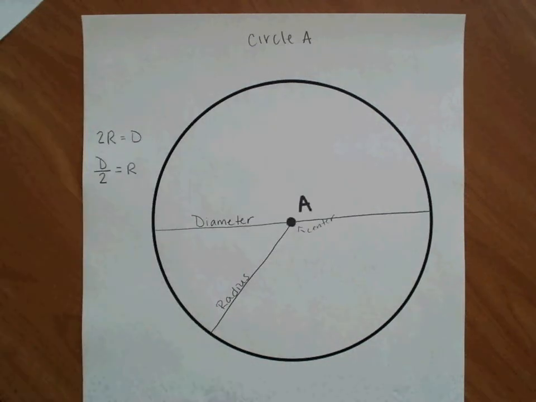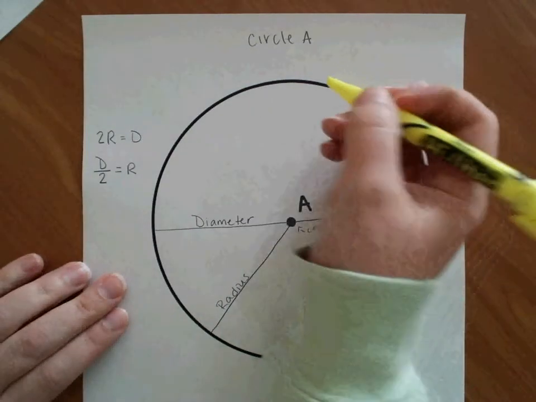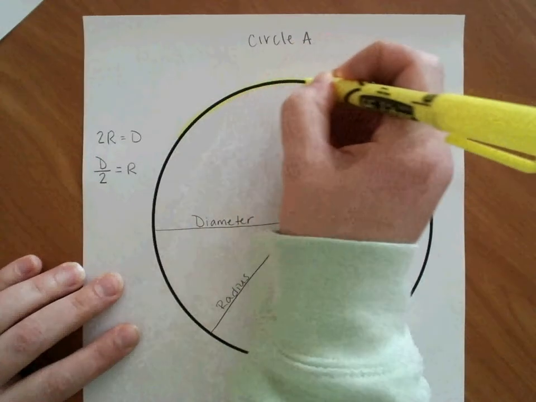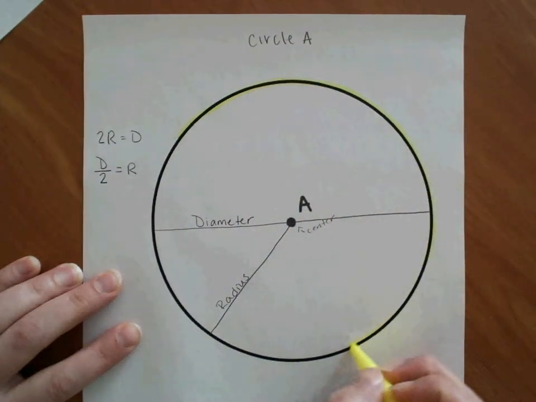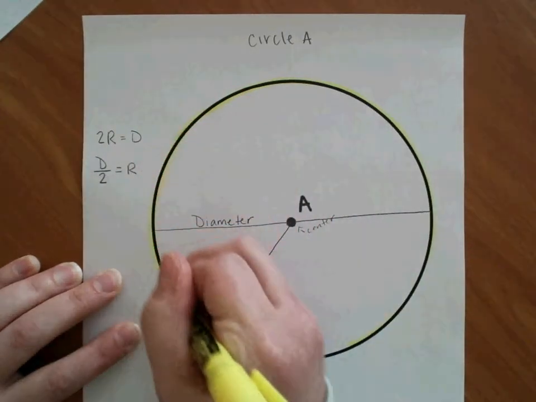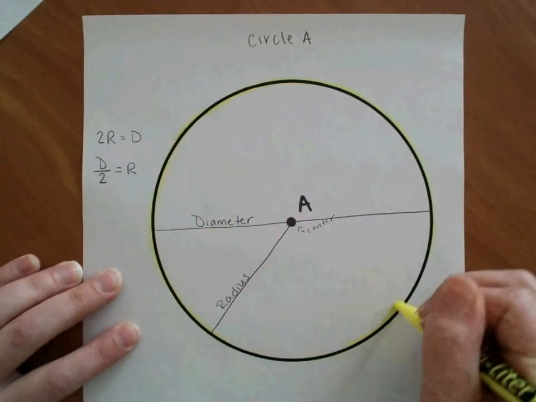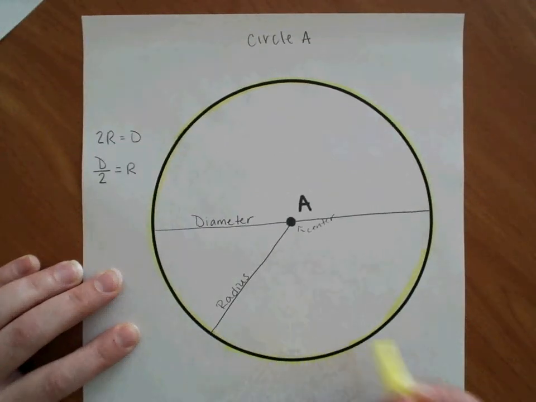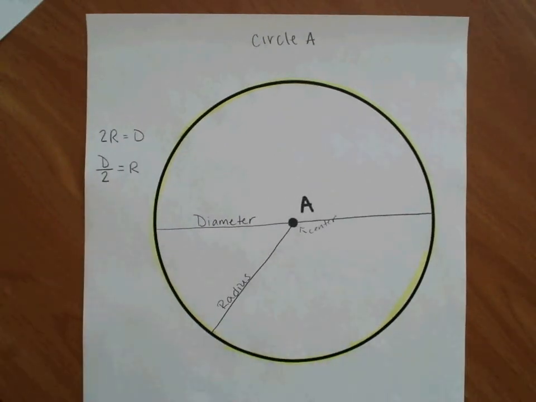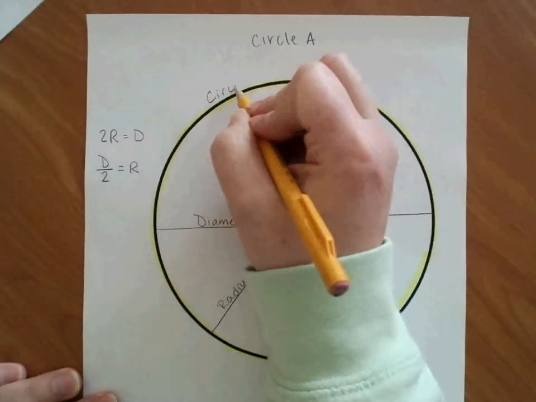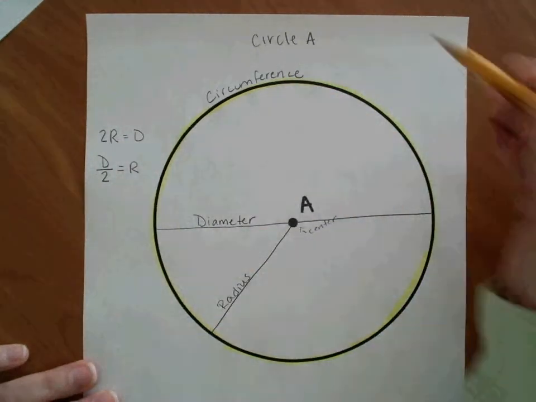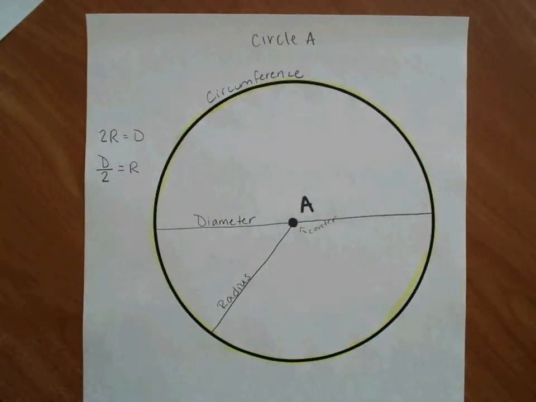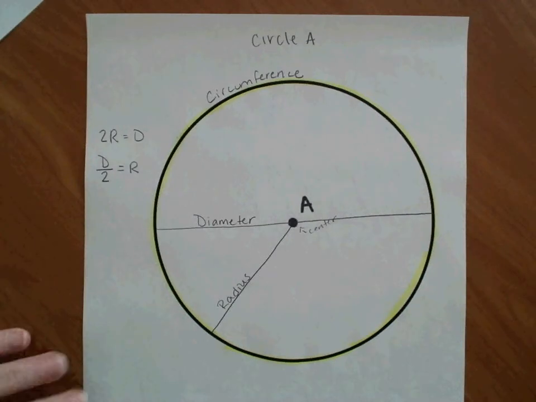The next piece of information that we're going to talk about is what we call the perimeter of a circle, and it's called the circumference. It is the measurement all the way around my circle. We don't say perimeter of a circle, we say circumference. Circumference goes all the way around my circle, so it's measuring the outside of my circle.